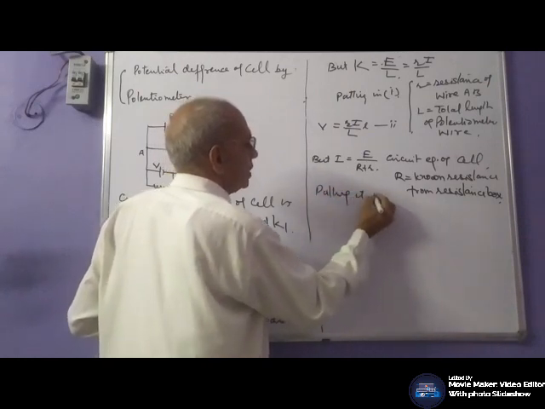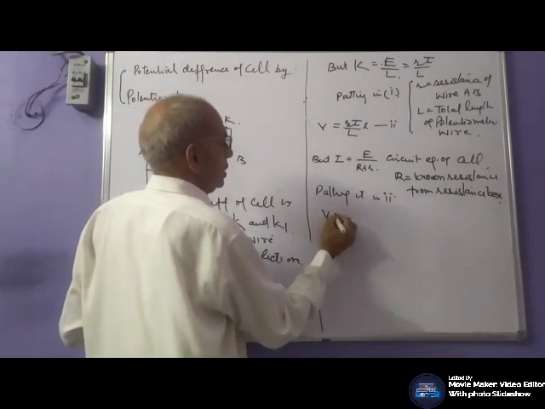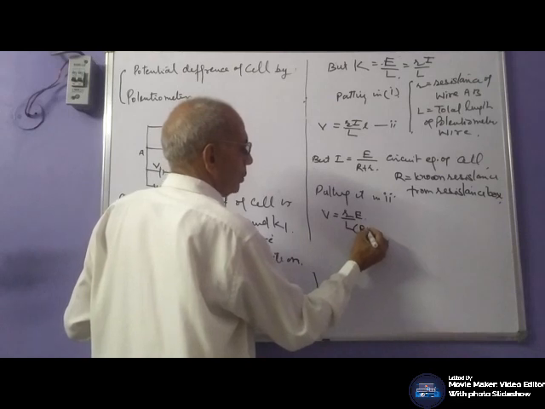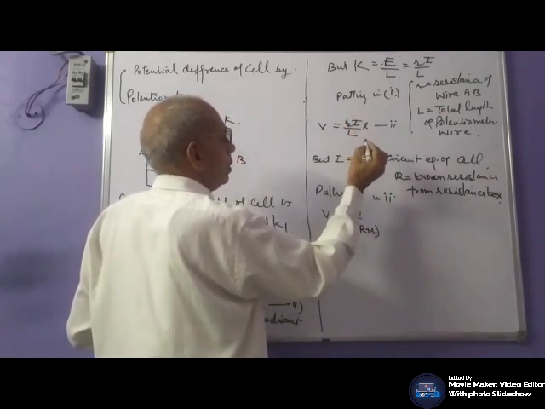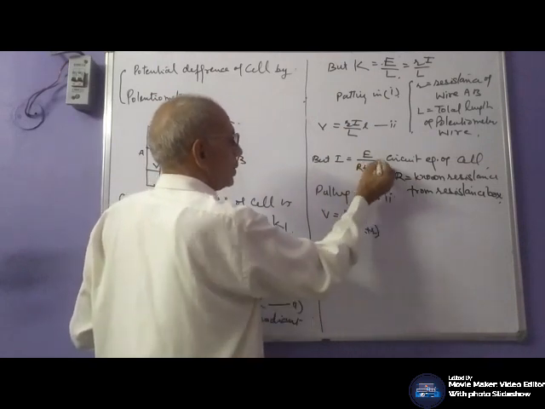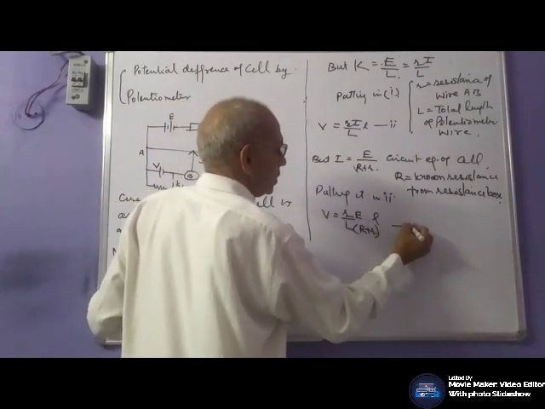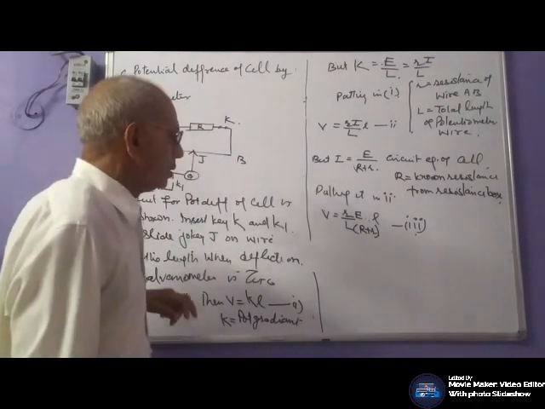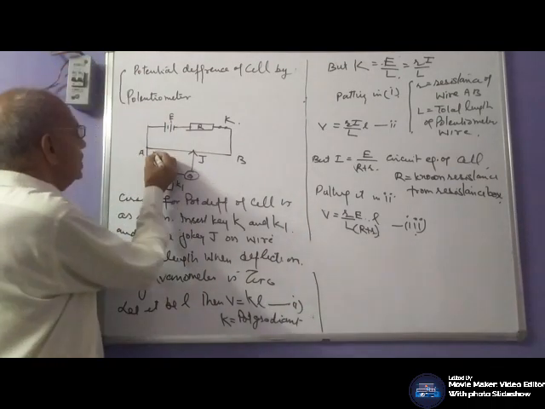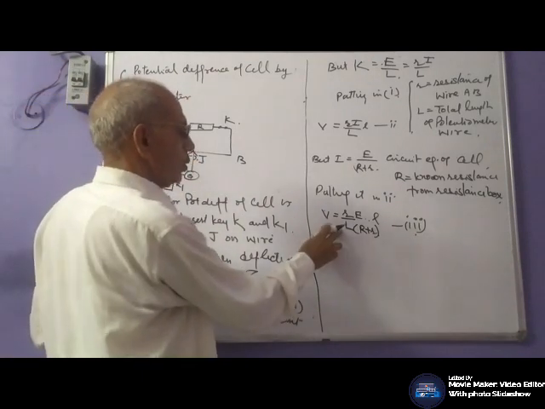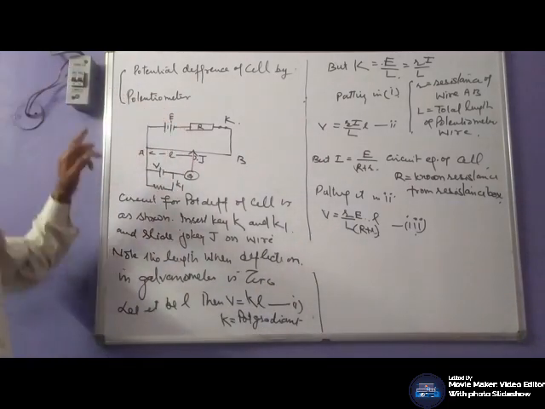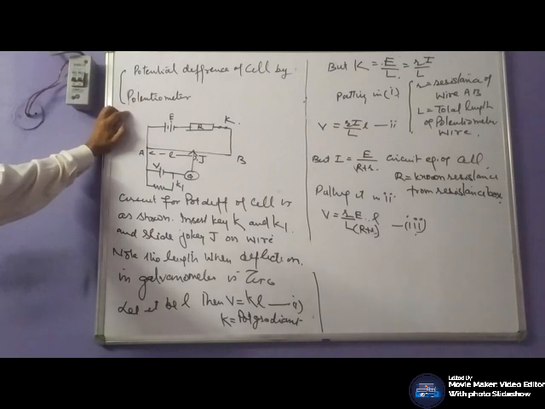Putting it in second, V is R L I, and I is E by (R plus r). This is I. What is left? L. So this resistance, small r, is known. EMF known. Balancing length is known. Total length known. Resistance from resistance box known. What was this? Resistance of wire. So what? Potential difference of cell by potentiometer.